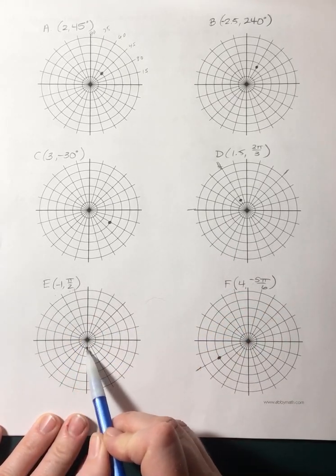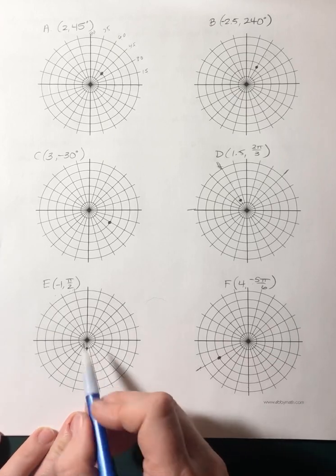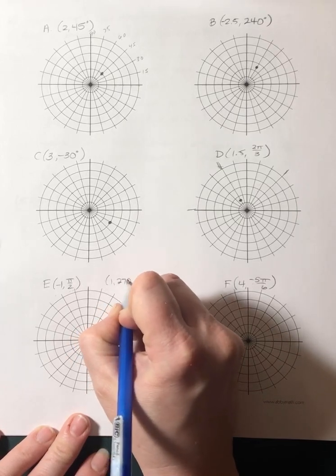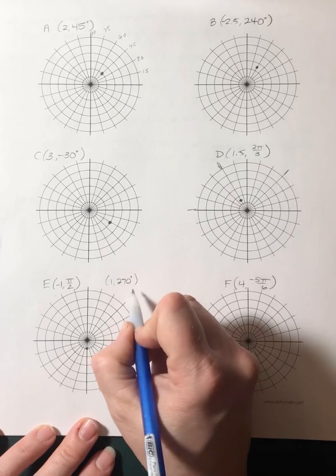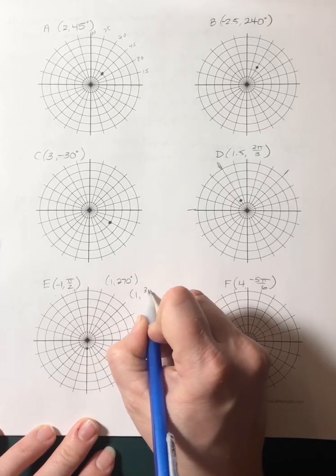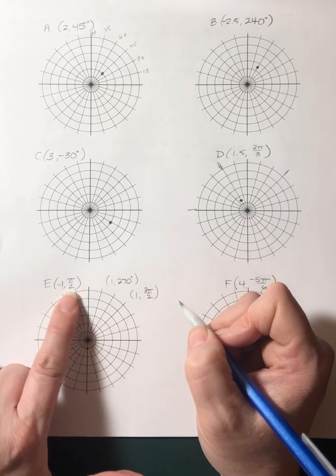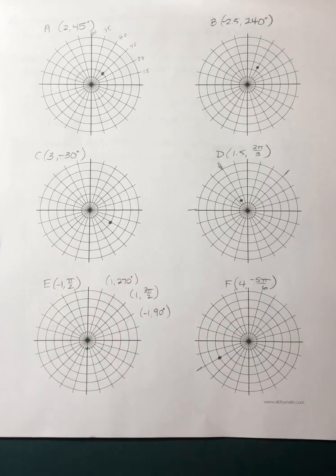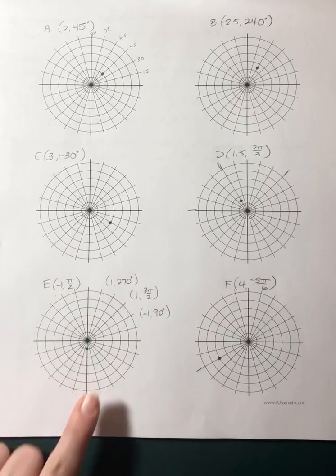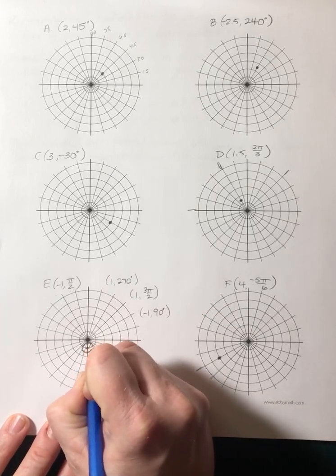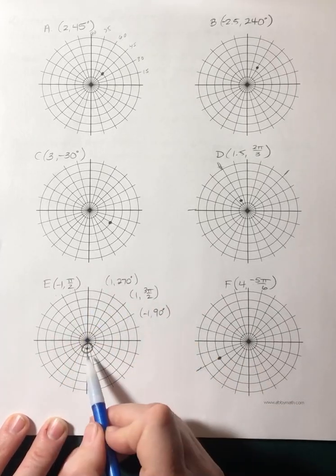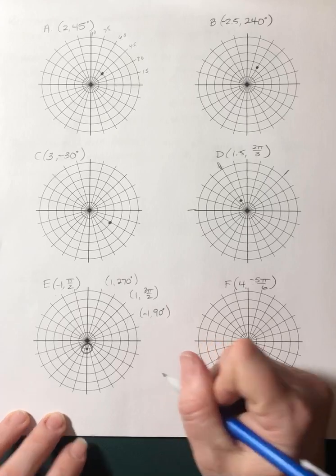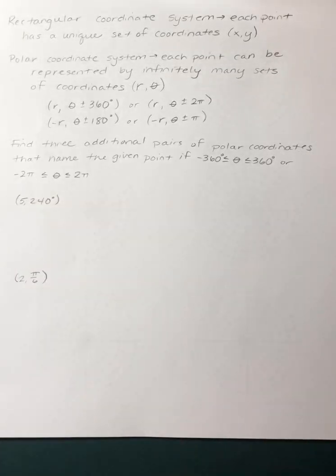(-1, pi halves). Another way that I could write that point: this is 270 degrees, so I could say (1, 270 degrees). Or in radians, I could say (1, 3 pi halves). Or instead of (-1, pi halves), I could say (-1, 90 degrees). In the polar coordinate system, there are actually infinitely many ordered pairs that I could write for that one particular point. Unlike in the rectangular coordinate system, where there is only one, okay?